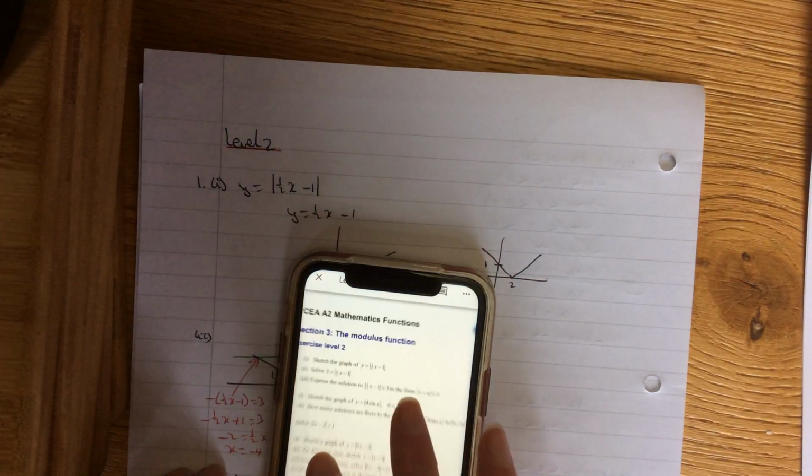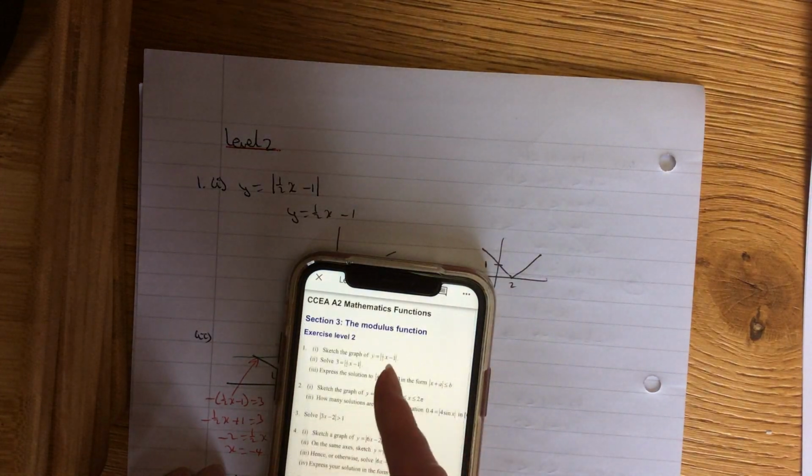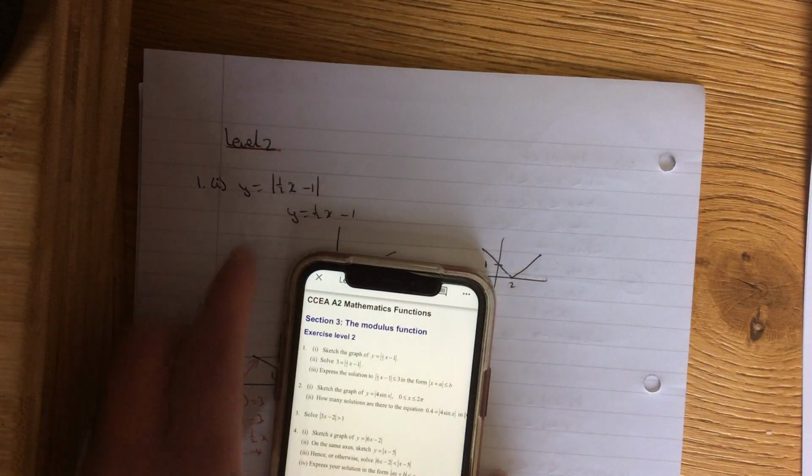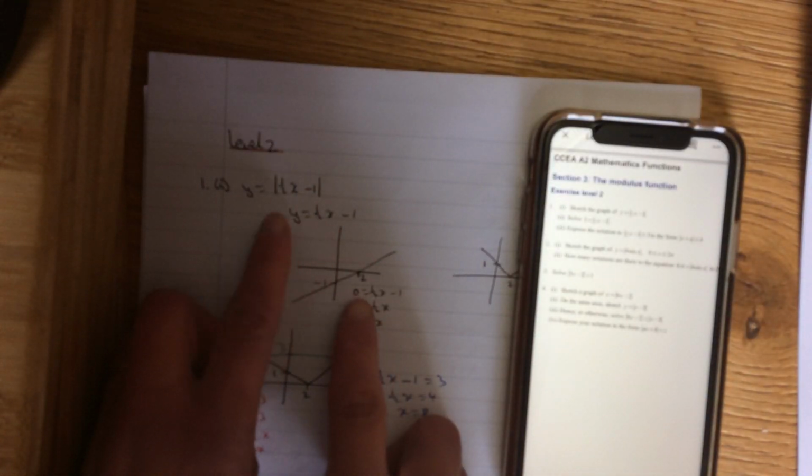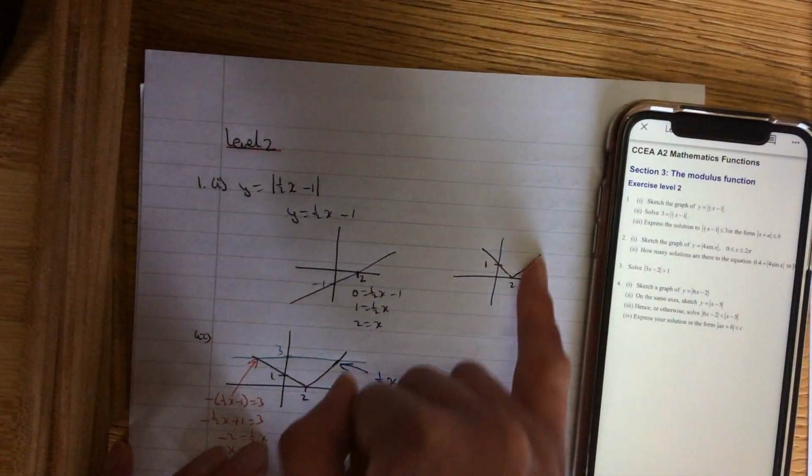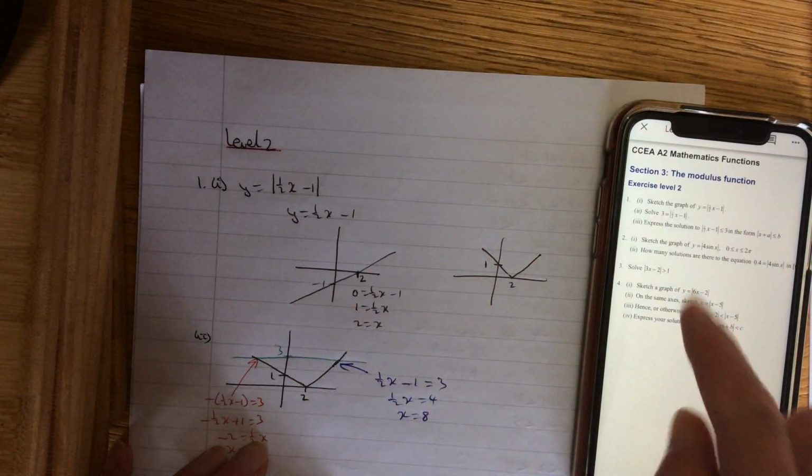Okay, level 2 exercise, just much the same. So sketch the graph of y = |½x − 1|. So again, it crosses when y is 0, x is 2, and when x is 0, y is −2. Anything under the axis flips up.